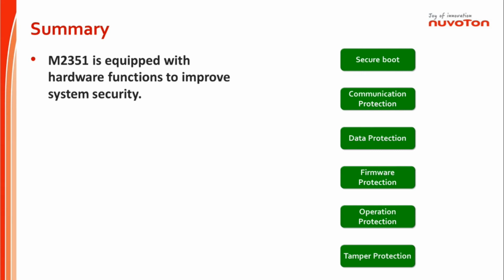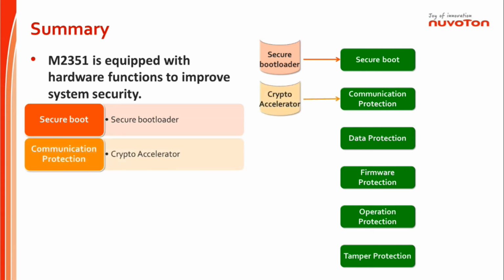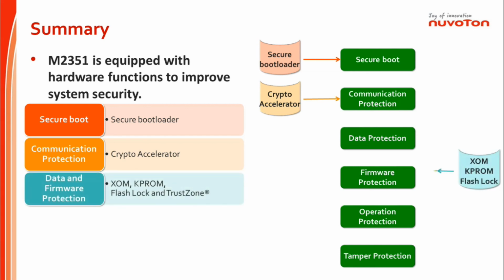Finally, here is the summary of M2351 security functions. The secure bootloader verifies firmware's integrity to support secure boot. The crypto accelerator can be used for key agreement and data ciphering to secure communication channels. The XOM, KP-ROM, flash lock bits, and trust zone can support data and firmware protection.